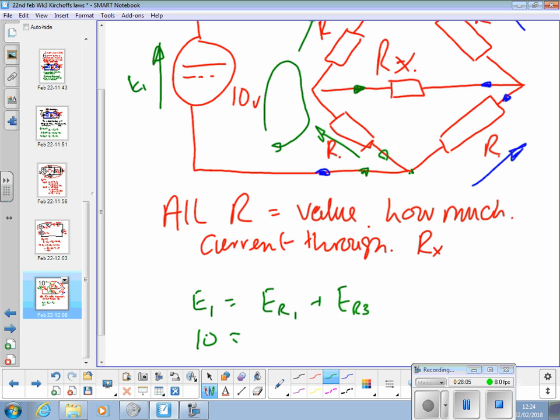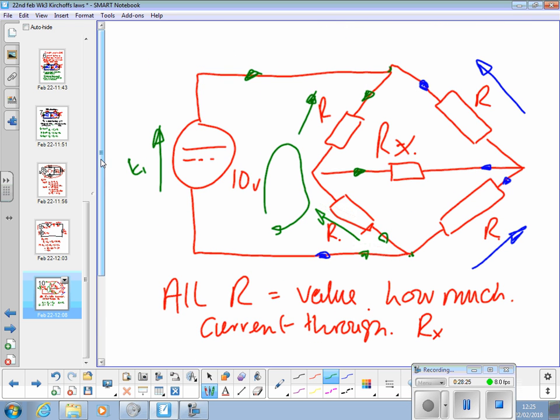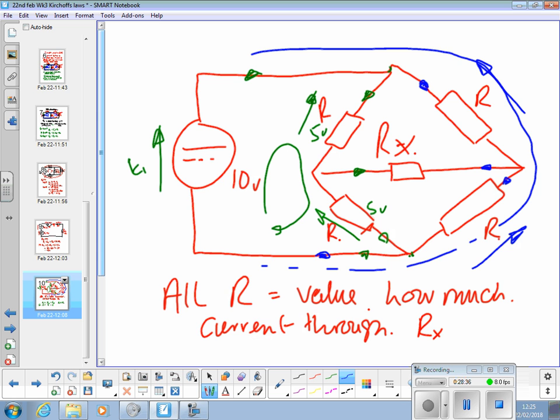ER3? Volts, because those two values are equal, the resistor values are equal. R1 equals R3. Five volts there and 5 volts there. Applying the same logic to this loop all the way around the outside, we'd have 5 volts and 5 volts there too.